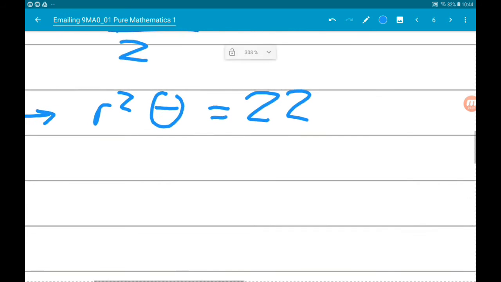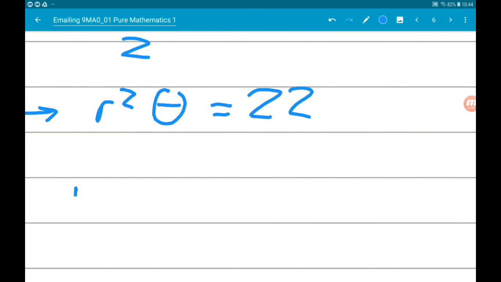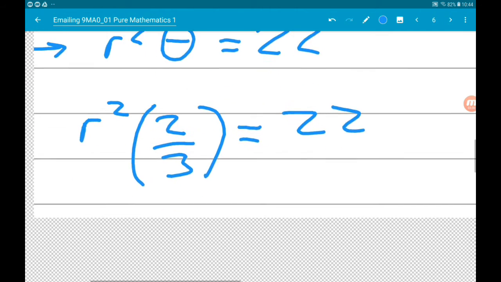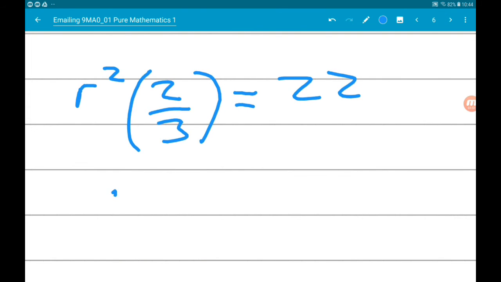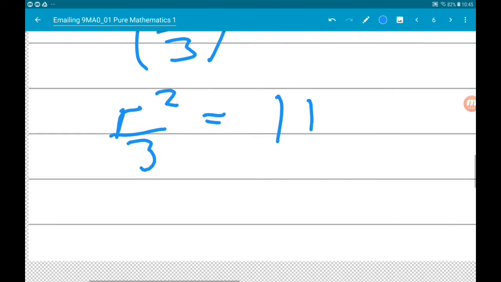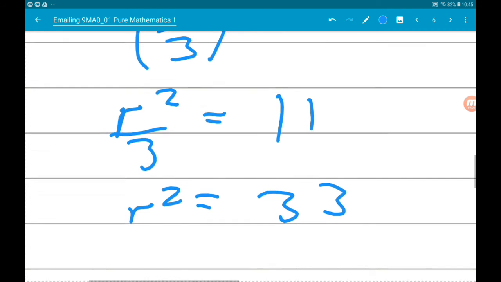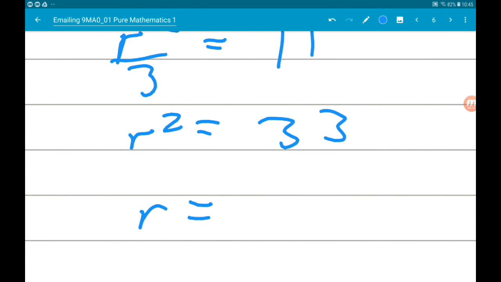So now that we know what theta is, we can put that in here. So we know that r squared times 2/3 is equal to 22. So from that we can get that r squared over 3 is equal to 11 by dividing through by 2. So r squared is equal to 33. So r is root 33. Cool.